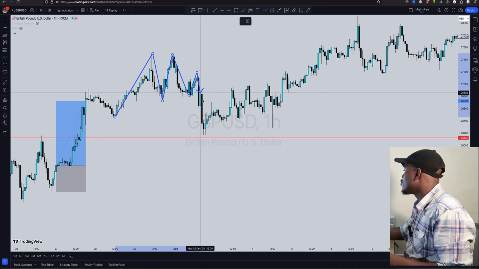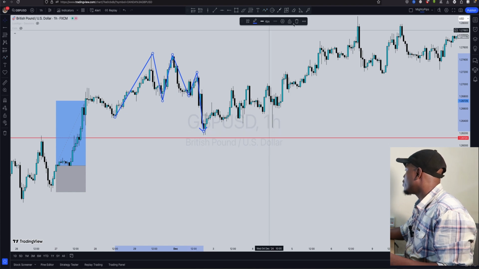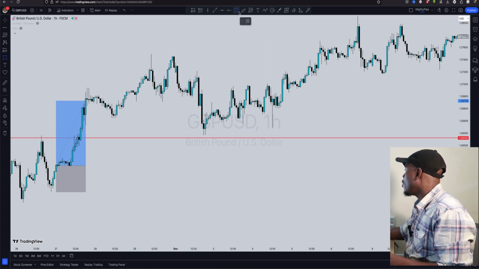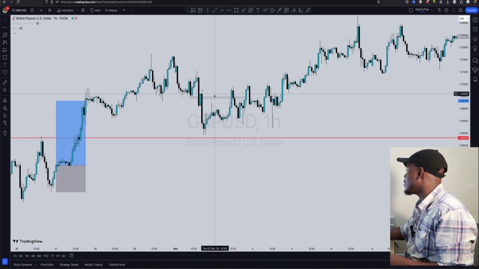Okay, but it does not pull back into that area. Let me just show you that. This is the low that was broken right here. That was the low that was broken, but the market does not come back near that low. Of course, it does come back in the future right here. It comes back to that low, but does not give us a continuation lower.